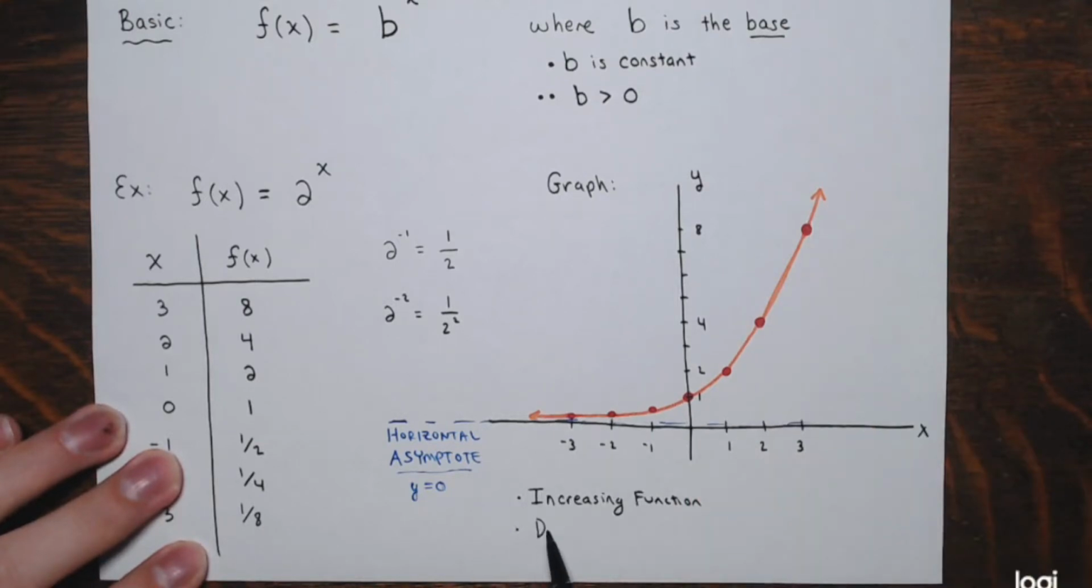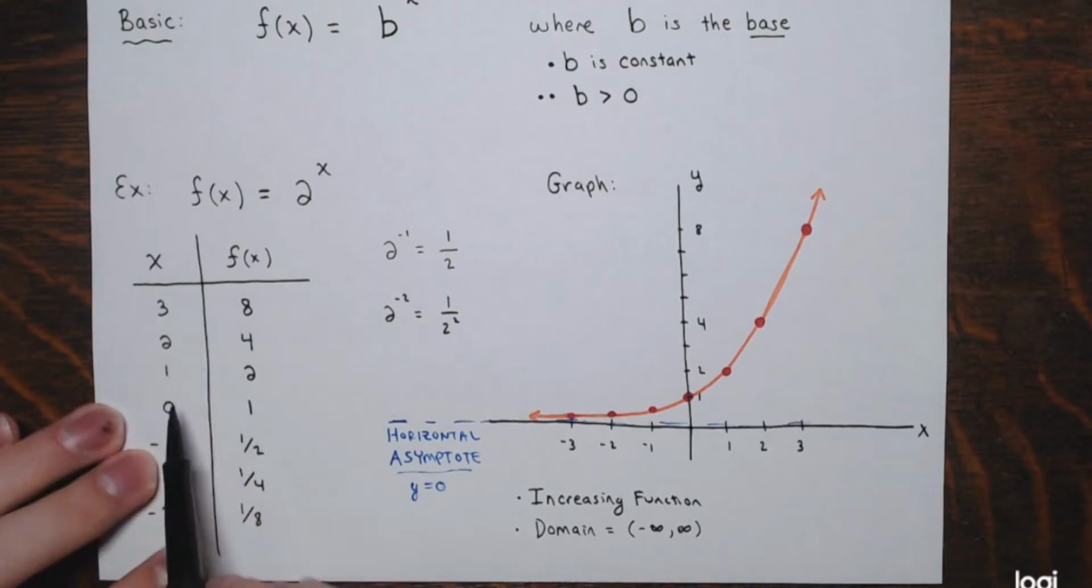The domain is all real numbers. I'm putting that in interval notation from negative infinity to infinity. You can plug in anything you want for x. I can plug in any x value I wish and I'll get some output. It's never undefined. The range, however, is not all real numbers.